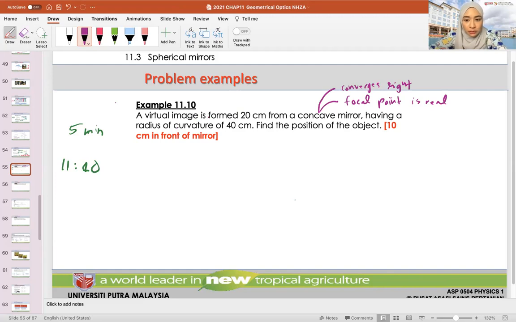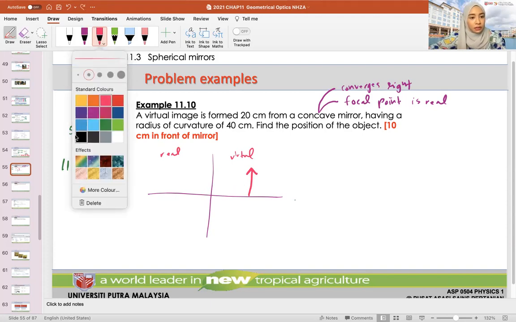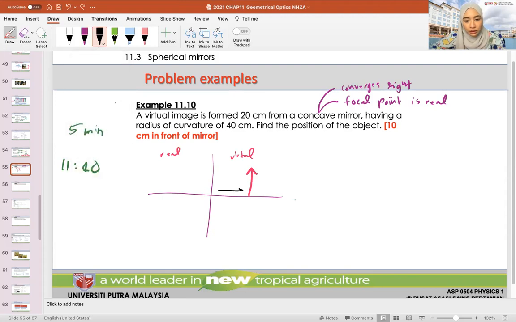So, okay, a virtual image. Now, it's telling us it's forming a virtual image, which means that the image is formed behind the mirror. So if I draw my principal axis, this is my mirror, and this is the front of my mirror over here. This is the real part, and this is the virtual part. So my image is formed 20 centimeters from a concave mirror. So it says distance, the distance from the pole is 20 centimeter. This is the image.